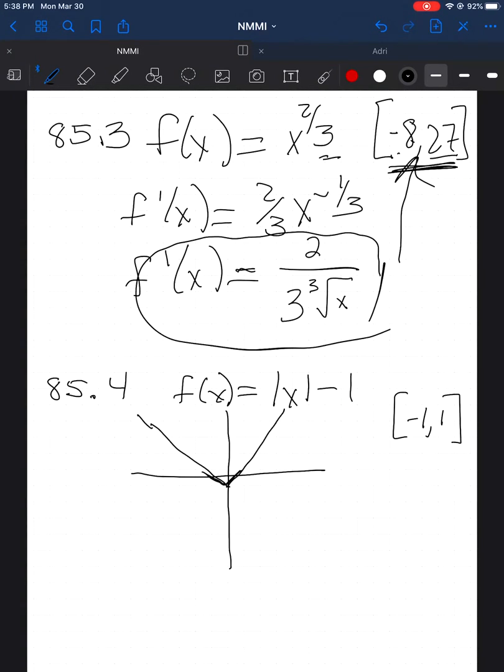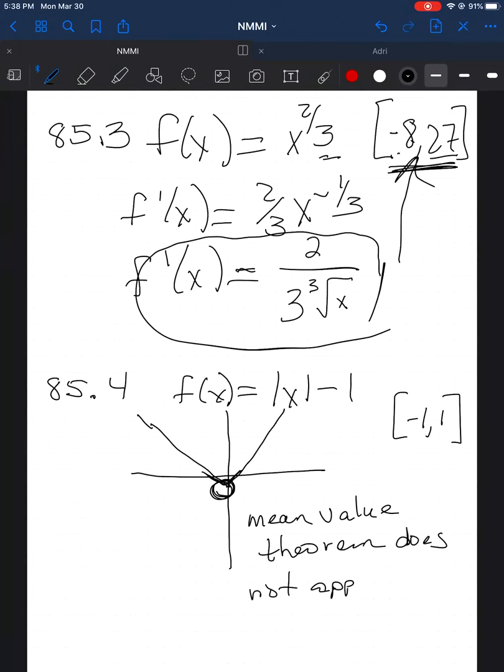Is it differentiable everywhere in this interval? The answer to that is no, because of this sharp corner right here. It's not differentiable at x is equal to 0. So the mean value theorem is not going to imply anything. So the mean value theorem does not apply. And that's true up here as well.